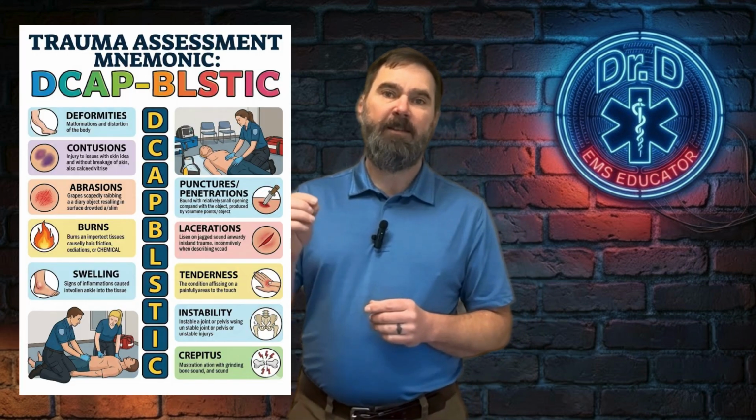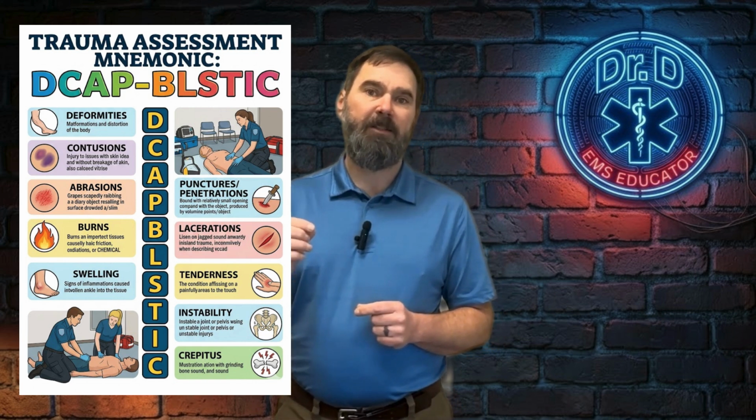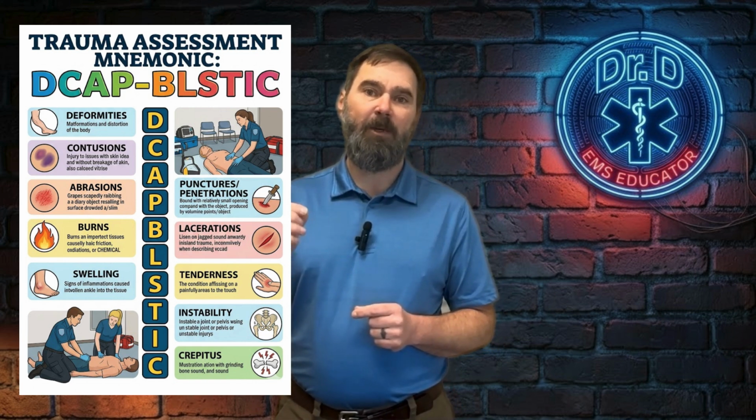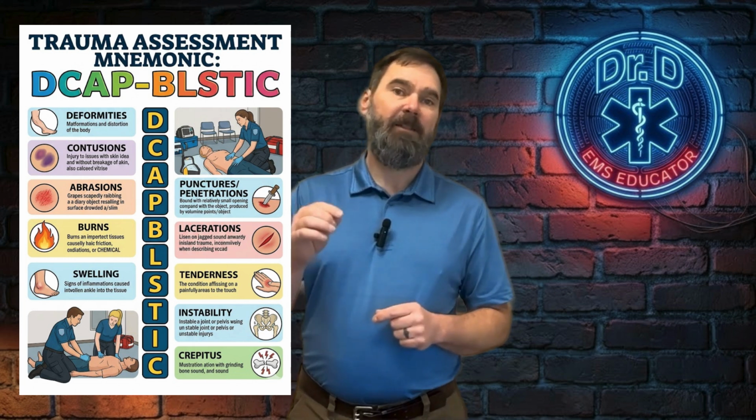When you arrive on scene, look for obvious DCAP-BTLS. Remember: deformities, contusions, abrasions, punctures, burns, lacerations, swelling, tenderness, instability, and crepitus. But to truly assess the limb's health, you must memorize the 6 P's.